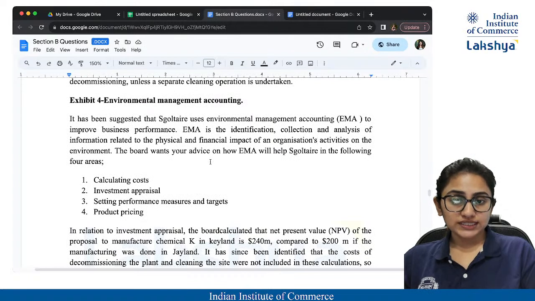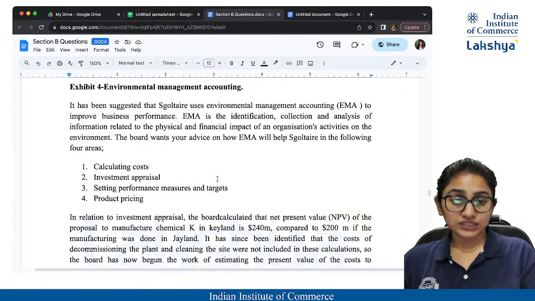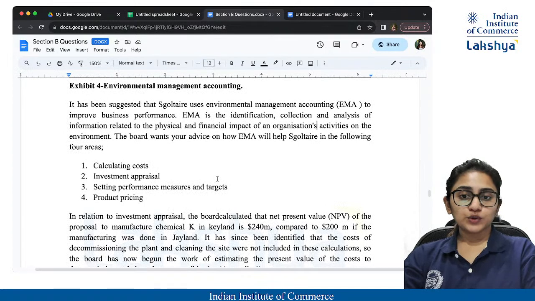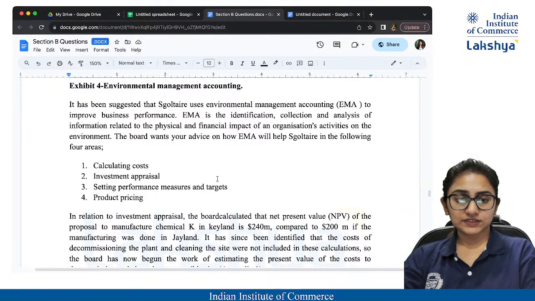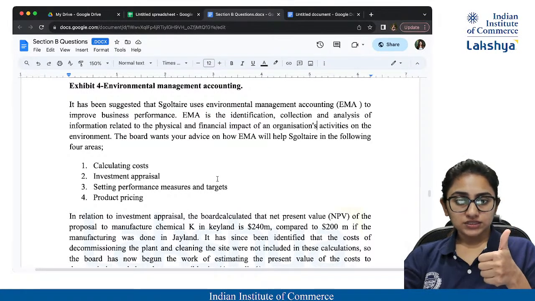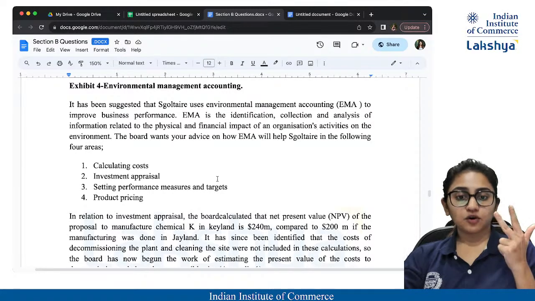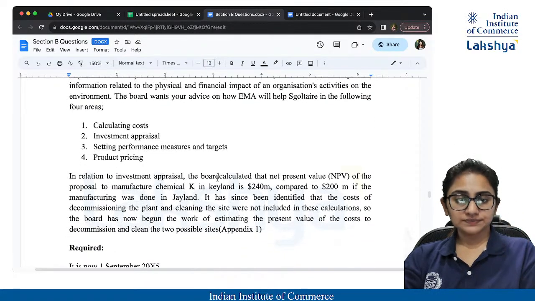Exhibit 4 says Environmental Management Accounting. It has been suggested that Altair uses Environmental Management Accounting (EMA), that we saw yesterday, to improve business performance. EMA is the identification, collection and analysis of information related to physical and financial impact of the organization's activities on the environment. The board wants your advice on how EMA will help Altair in the following 4 areas: calculating cost, investment appraisal, setting performance measures and targets, and product pricing.